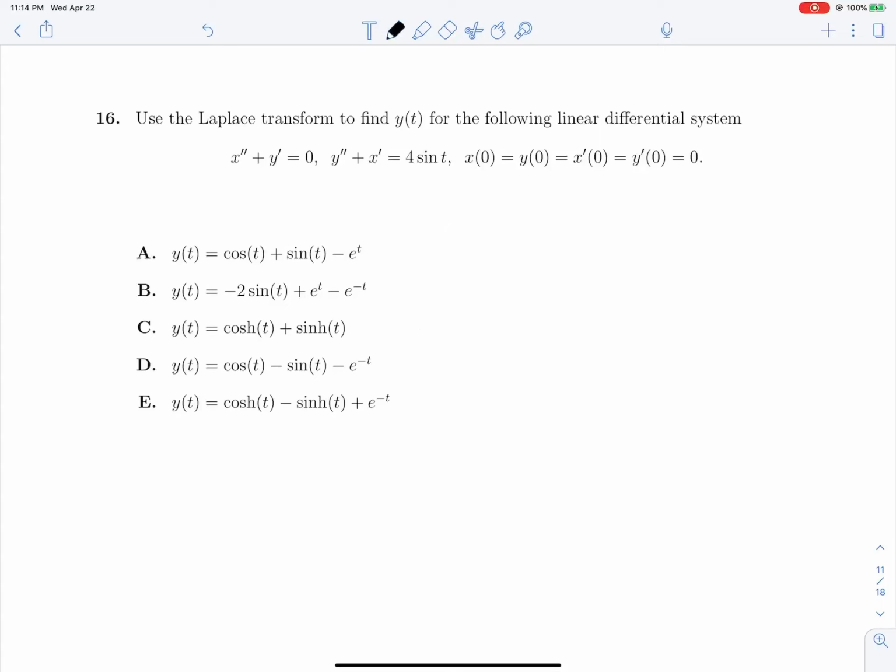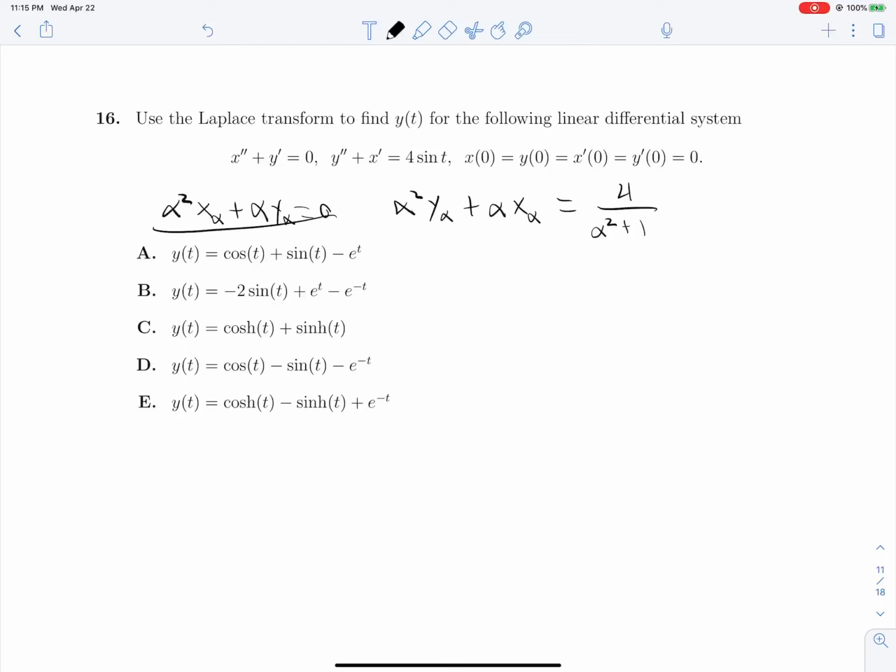Okay, using this, we can take the Laplace transform of both of our equations. We will get alpha squared x alpha plus alpha y alpha is equal to 0, and then alpha squared y alpha plus alpha x alpha is equal to 4 over alpha squared plus 1. That's interesting. Let's see, what did I do? What did I do here? Oh, I know what I did.